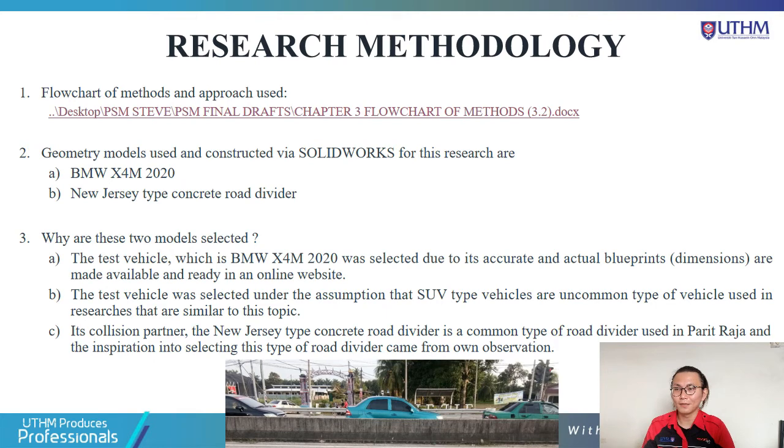So the geometry models used in this simulation and analysis of vehicle frontal crash of multi-types material towards road divider: for the test vehicle, I'll be using BMW X4M version 2020, and for the road divider, I'll be using New Jersey type concrete road divider. So why are these two models selected?